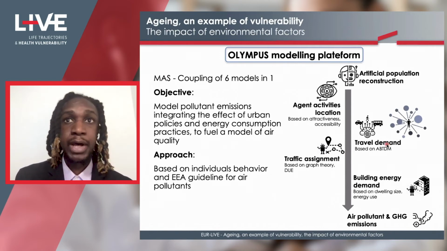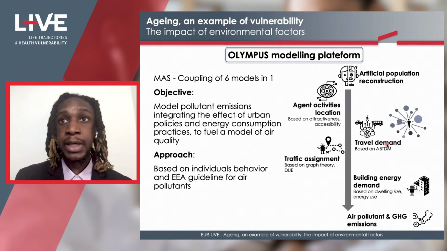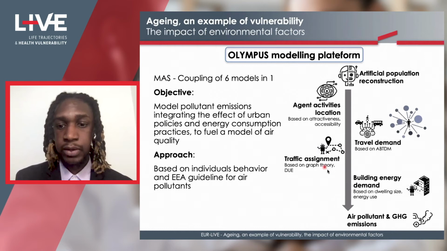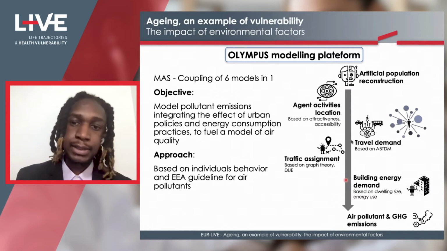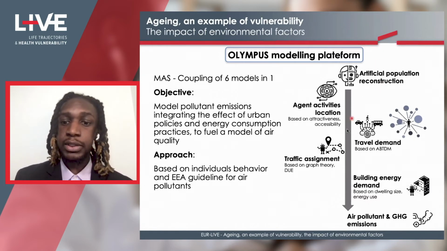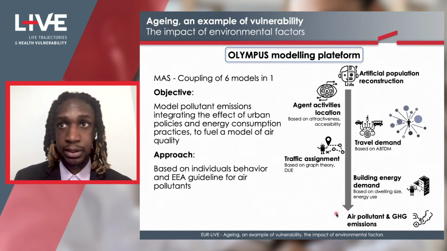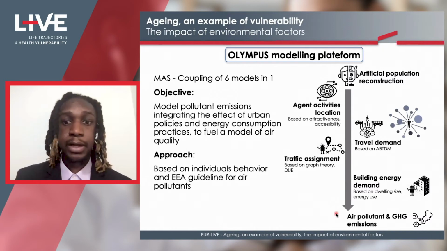And for the trips by car, the demand is affected and assigned on the road network based on graph theory. At the same time, the energy demand model fed by the artificial population model gives us the energy demand per household. Finally, the model produces the emissions from the road transport and the residential sector, which will feed the air quality model.